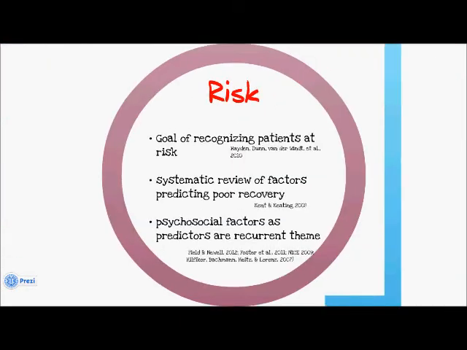The goal has been to recognise the patients that are at high risk to proceed from an acute low back pain episode to more persistent pain and disability. Using epidemiological evidence to identify factors related to general prognosis is important when understanding risk.